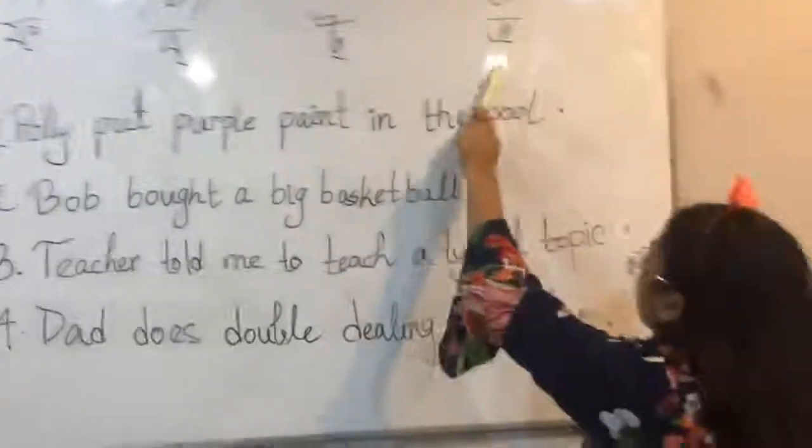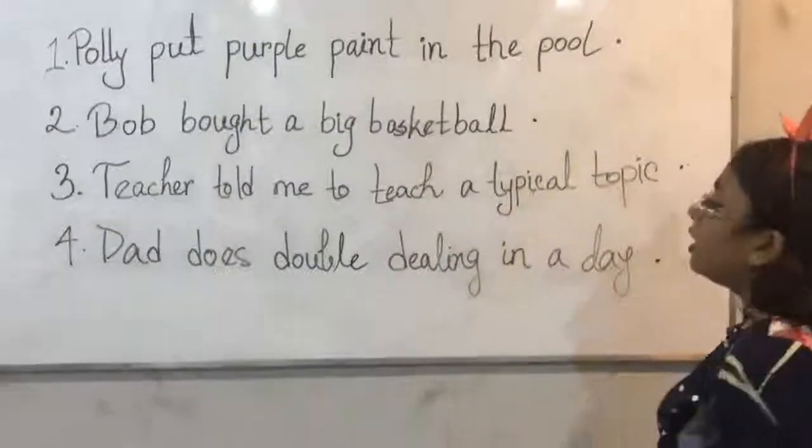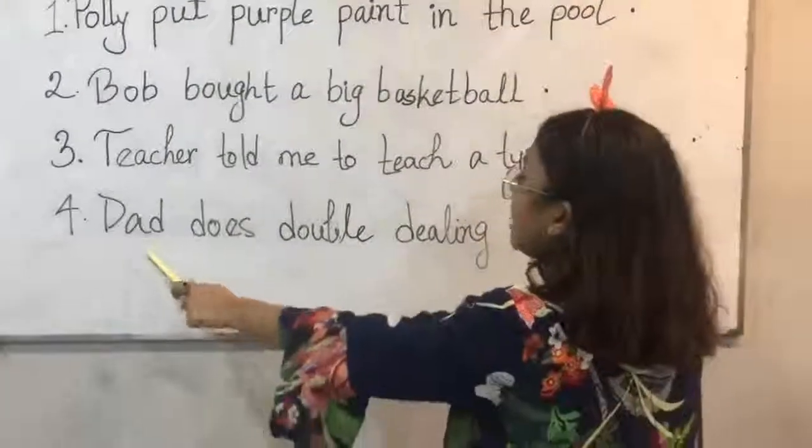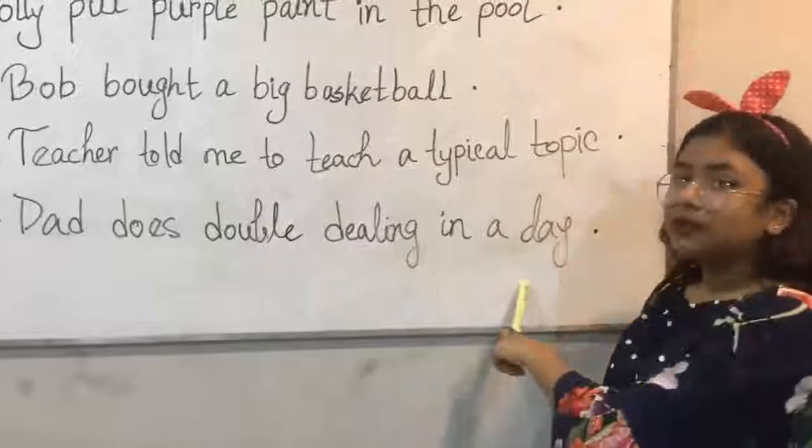So then the fourth and the last one is da. And the tongue twister is dad does double dealing in a day. Dad does double dealing in a day.